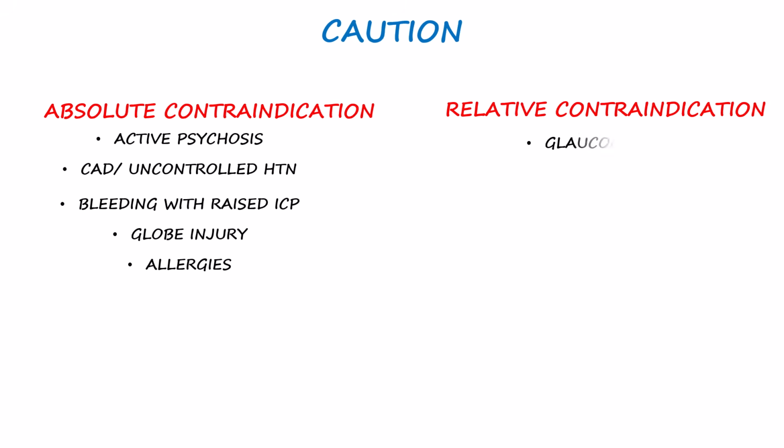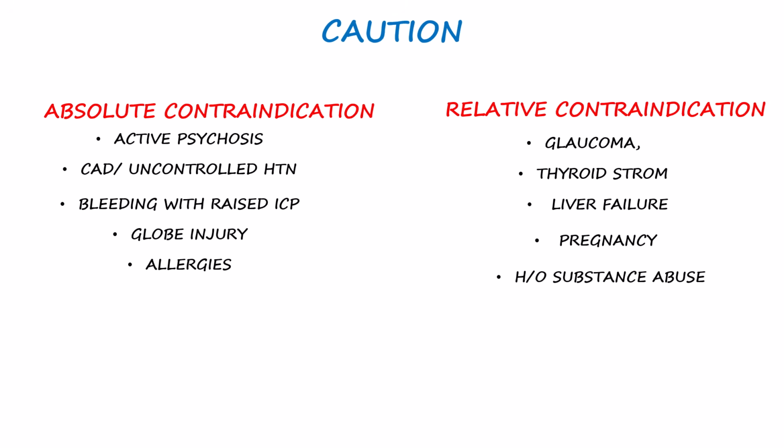In glaucoma, ketamine raises pressure inside the eye by stimulating the nervous system, which can worsen the condition. In thyroid storm, it further speeds up the heart and raises blood pressure, increasing the risk of dangerous complications. In severe liver failure, the liver cannot break down ketamine properly, so the drug stays longer in the body, leading to prolonged effects and possible toxicity. During pregnancy, ketamine's safety isn't fully known, so it's used only when absolutely necessary. People with a history of substance abuse may react poorly or have a higher chance of misuse.